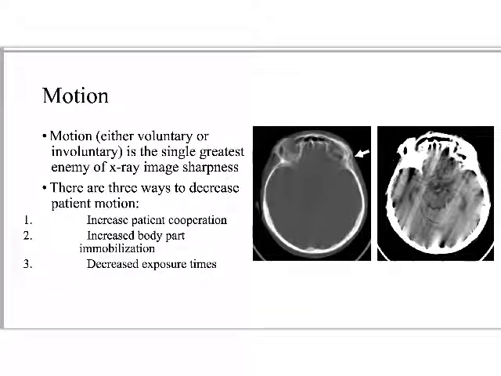And then finally, decreased exposure times, which a lot of times we can't do in CT, but we can control in X-ray. All right, so I feel like the CT head is an example of all three of those for me. Can y'all think of other examples of this from your own clinical site?